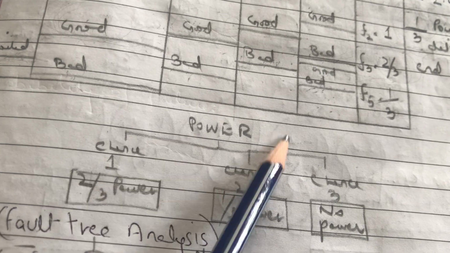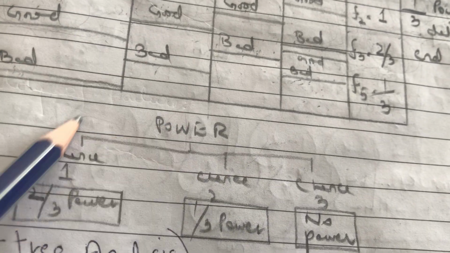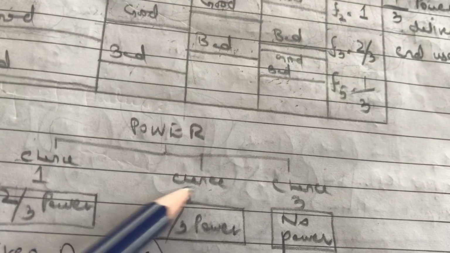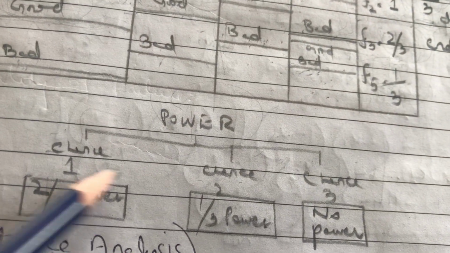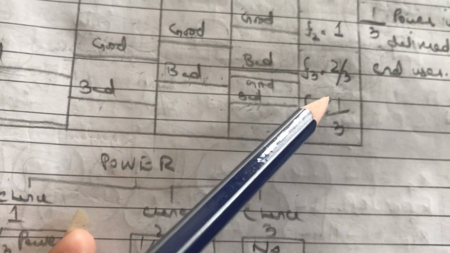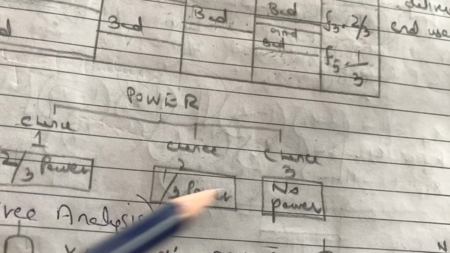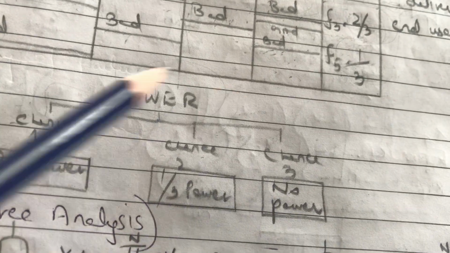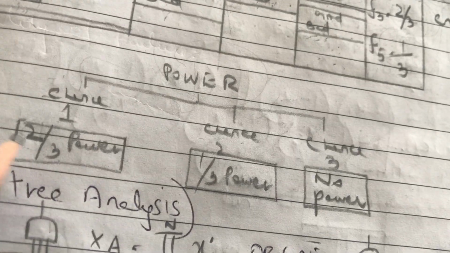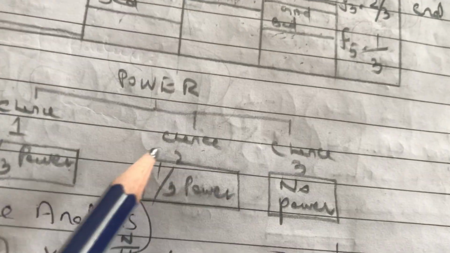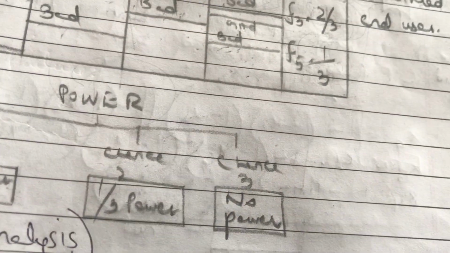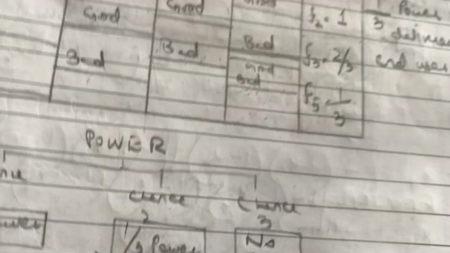This is something I want to explain a little: for power we have 3 chances. Either we get the power as 2/3, or we get the power as 1/3, or we have no power. So either 2/3 power is delivered to the user, or 1/3 power is delivered to the user, or no power is delivered to the user. Okay, that's all for now.